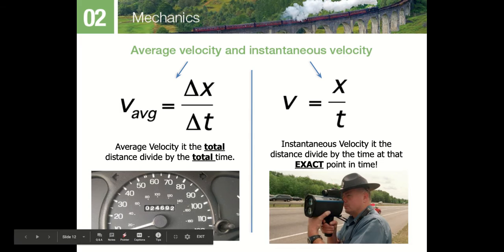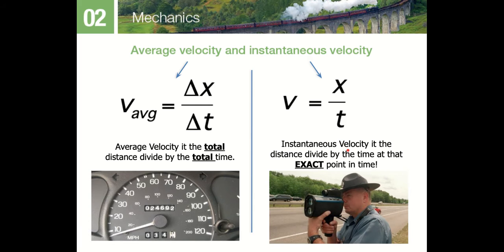Like when the state troopers are pulling you over, they don't care about, well, hey, back when I was in the city limits, I was only going like 24 in a 25. So if you average that in, they don't care about that. They want to know your velocity at that exact point in time.